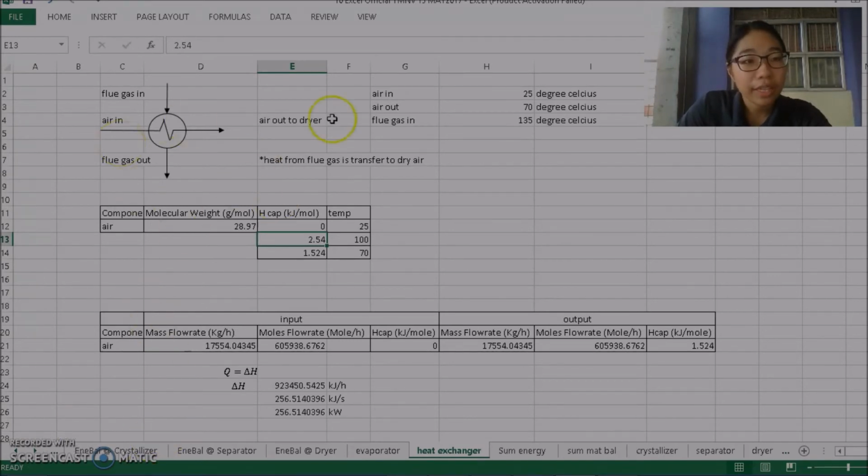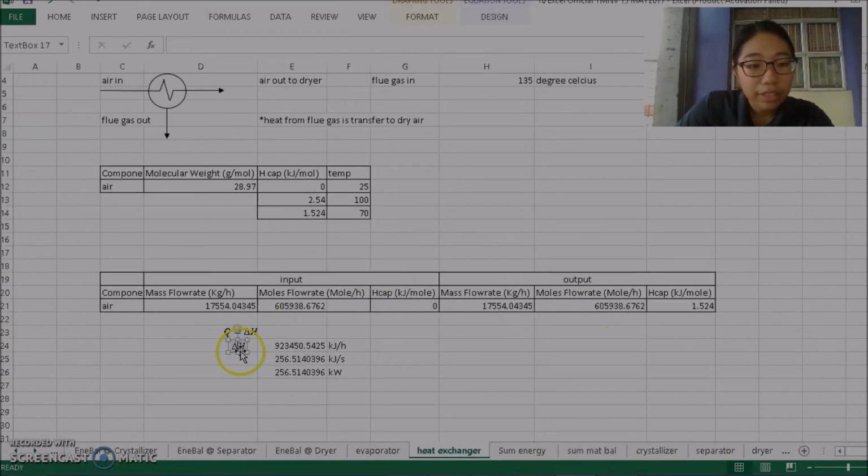The purpose of the heat exchanger is using the Q in flow gas to increase the temperature of dry air from 25 degrees Celsius to 70 degrees Celsius. Okay, so from our table B8 we use, then we will obtain the H cap value for air is 1.524 at 70 degrees Celsius after doing the extrapolation.